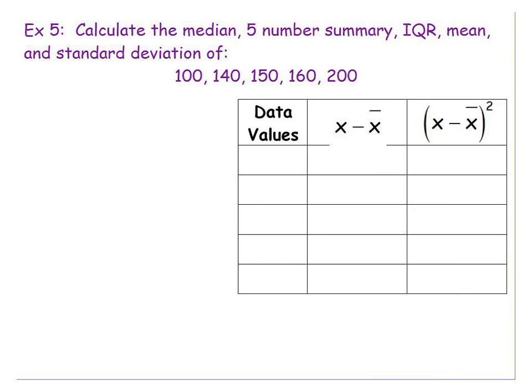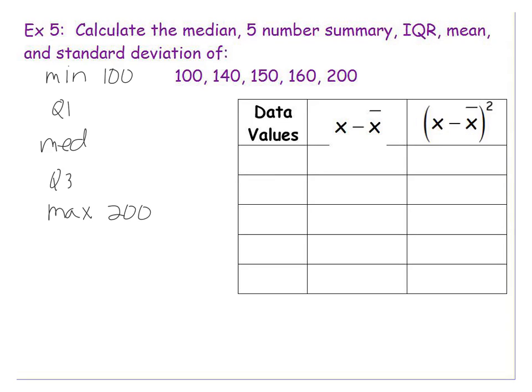A new set of data values, 100, 140, 150, 160, and 200. So again, we're going to start by finding that 5-number summary. We got the minimum, we got Q1, we got the median, we have Q3, and we have the maximum. The 2 easy ones to fill in are the lowest, 100, and the highest, 200.